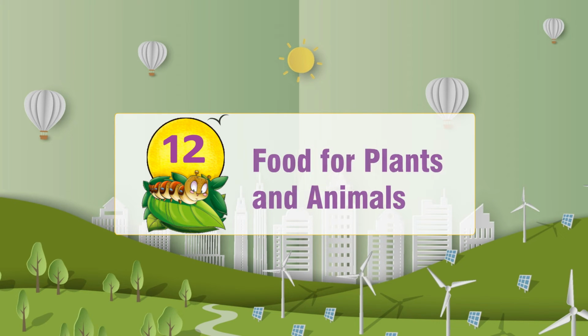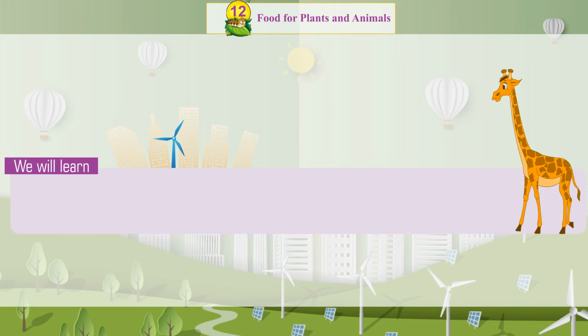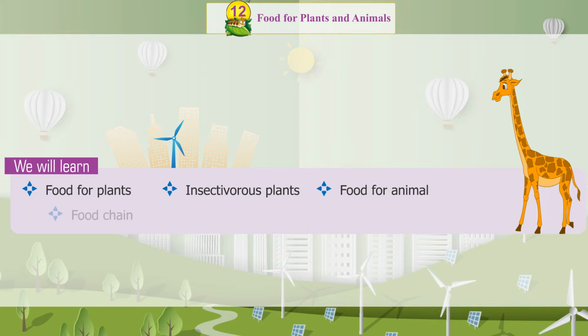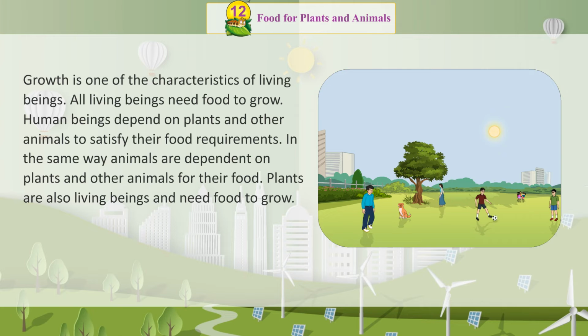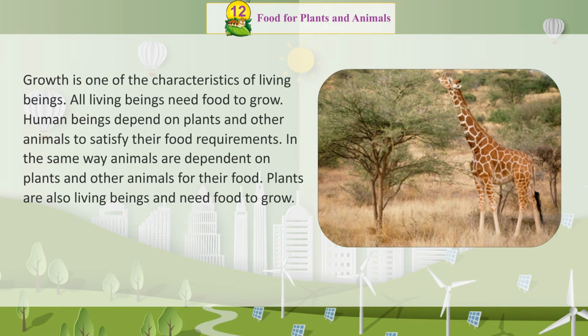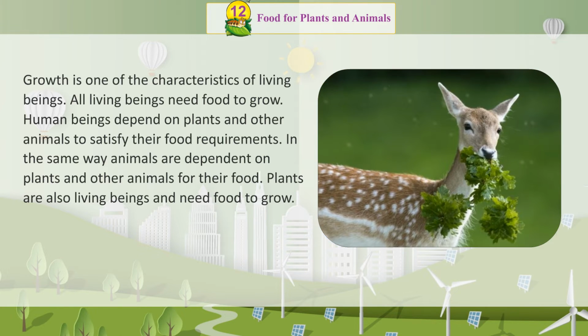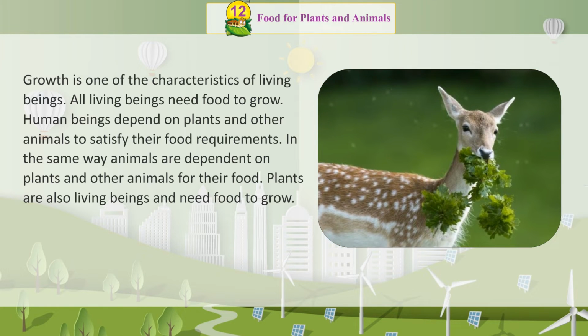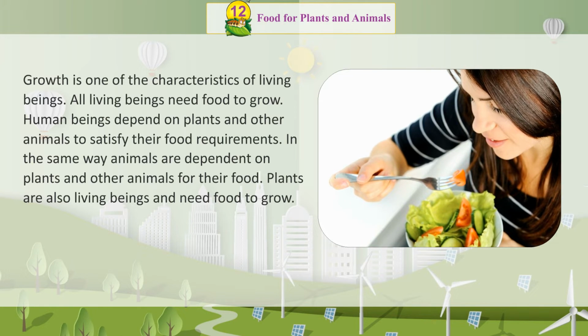Chapter 12. Food for Plants and Animals. We will learn food for plants, insectivorous plants, food for animal, food chain. Growth is one of the characteristics of living beings. All living beings need food to grow. Human beings depend on plants and other animals to satisfy their food requirements. In the same way, animals are dependent on plants and other animals for their food.